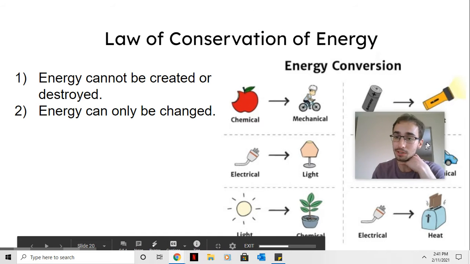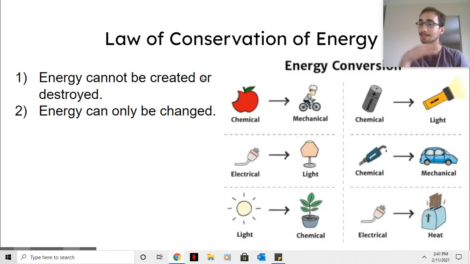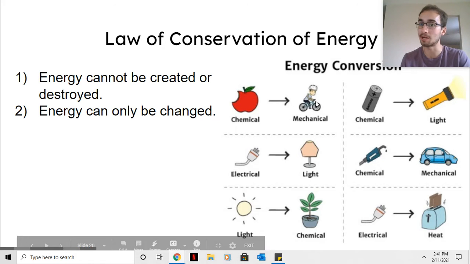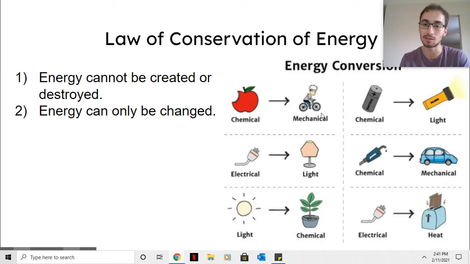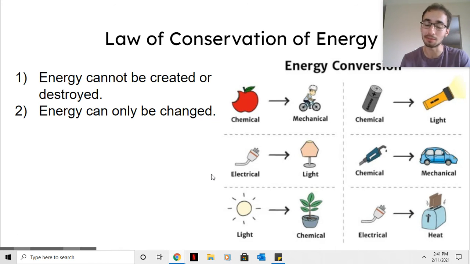So the law of conservation of energy basically says that energy, like thermal, chemical, electrical, and light energy, you can't create it out of nothing and you can't destroy it. You can only change it around. Like if you eat an apple, the energy from the apple will go into your body that you can use to go on a bike. And the electricity in your home will go into a light, or the light from the sun will go into plants. It's always energy changing. It's not getting rid of anything.